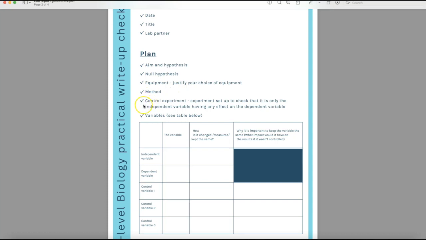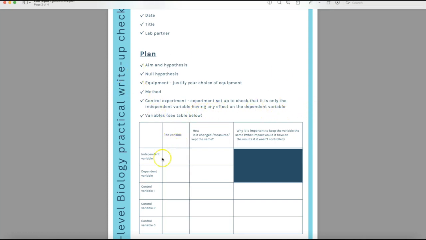Then we've got a control experiment. So if it would be applicable or appropriate, then you should have a control experiment. And this is when you set up an experiment exactly the same, but you take out whatever you think is causing the change, so the independent variable usually. And that means basically you're setting up an experiment to check that it is only the independent variable having any effect on the dependent variable.